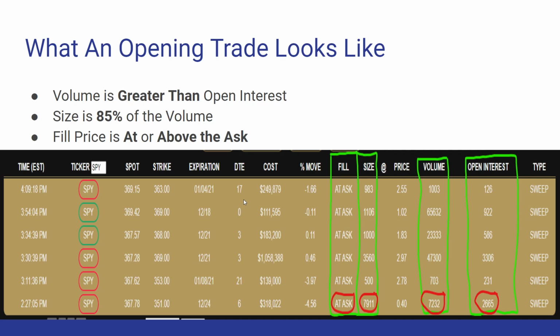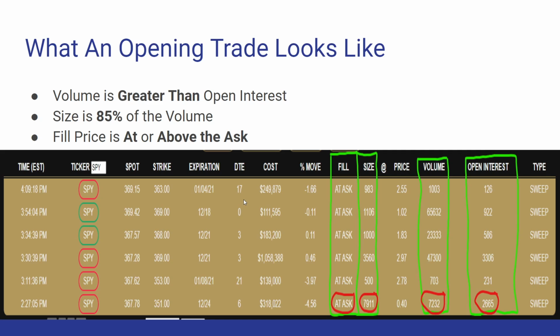The second thing that I look at is the size to volume relationship. I want to see that the size is a majority of the volume. So in this case, we have that their size for this order was 7,911 contracts, and the volume was 7,232 contracts. So I can see that the size, again, is greater than the volume, or the size constitutes all of the volume in this case.